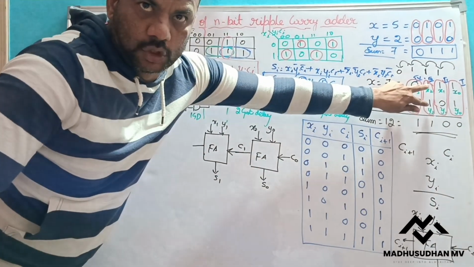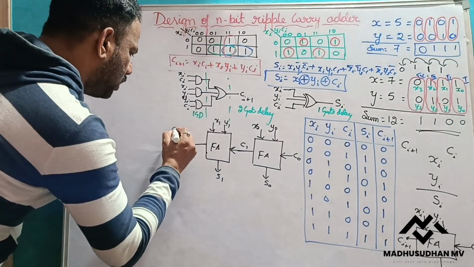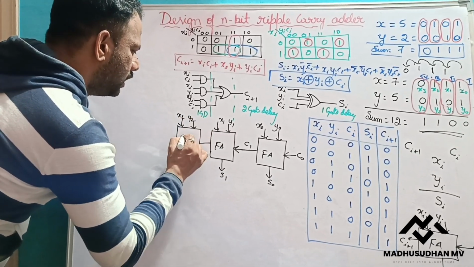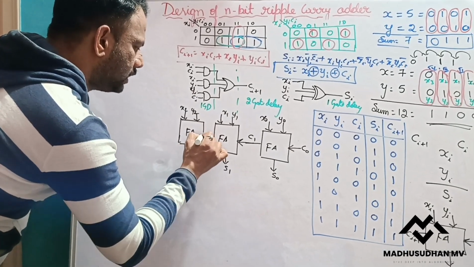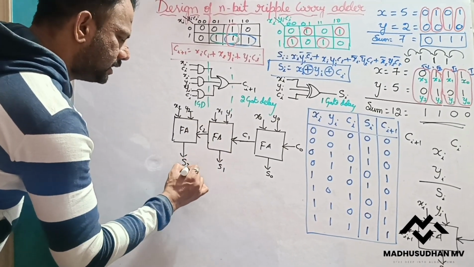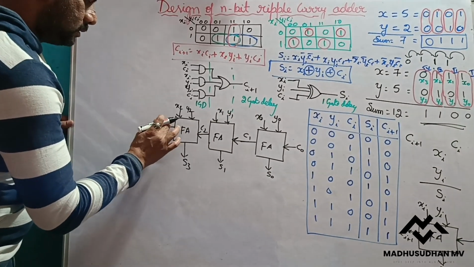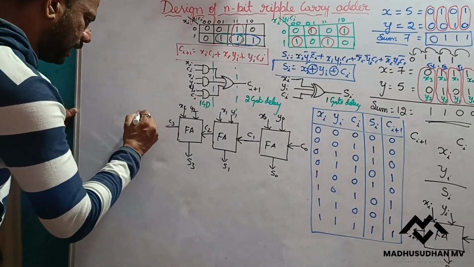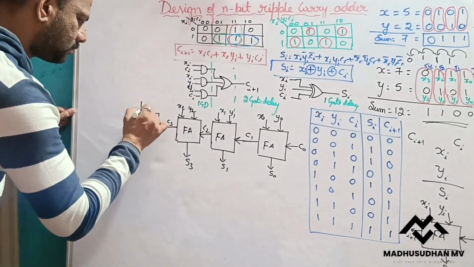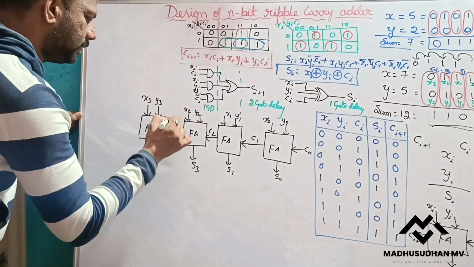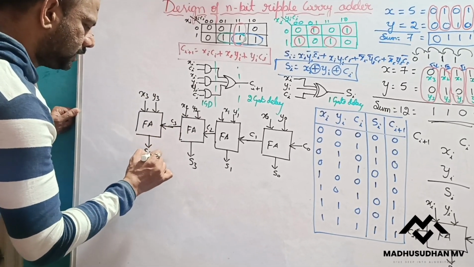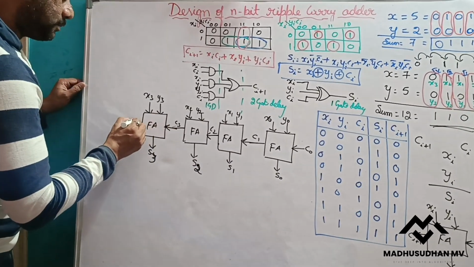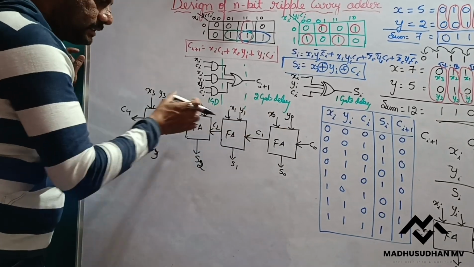Similarly, to add the third stage 2 bits, x2 and y2, I need one more full adder. It is taking carry from the previous, that is c2, and this is s2. Similar, and it produces what? c3. So now finally to add the last stage, I need one more full adder, x3, y3, and this is my s3, and it produces c4.